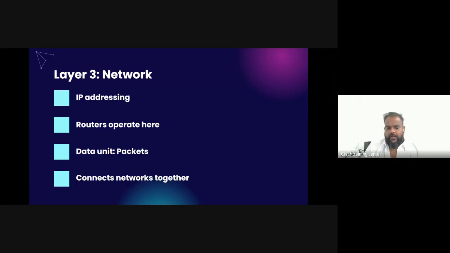This is layer 3, networking. It works on IP addresses. The router operates here. The data unit is packets, and it connects networks together. This is the layer for routing. Every time data travels across the network or the internet, it routes at layer 3.